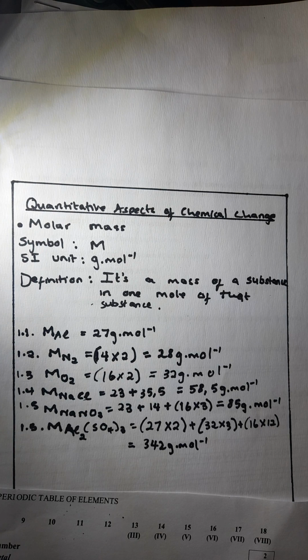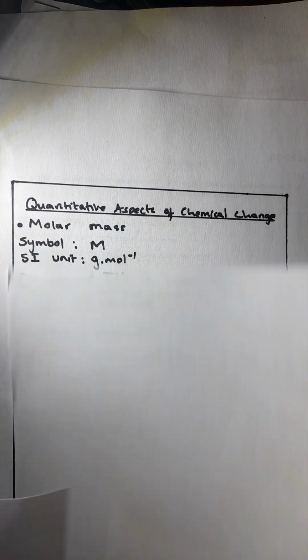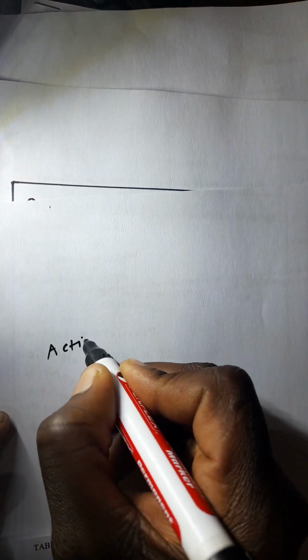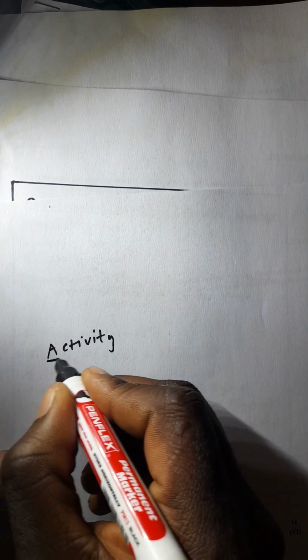All right, I hope you guys are getting these things right. All right, now I'm going to give you some activity for you to do. I hope you're going to get it right. Okay, here we go. I want you to try the following. This is our activity. Okay, and then there we go. I want you to calculate the molar mass of the following substances.